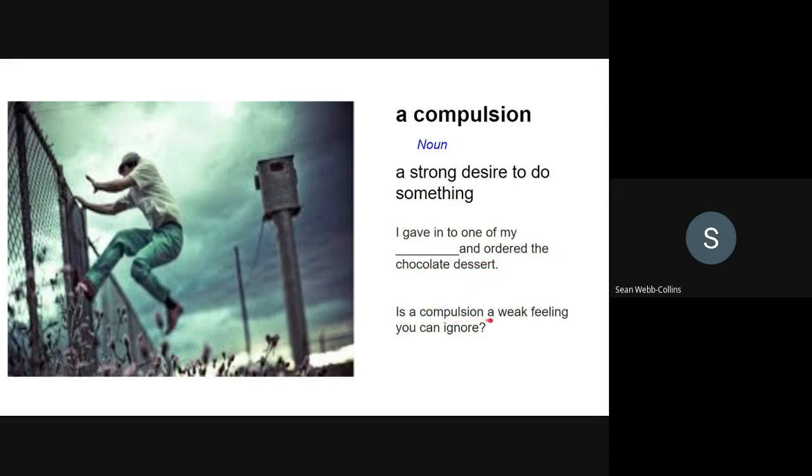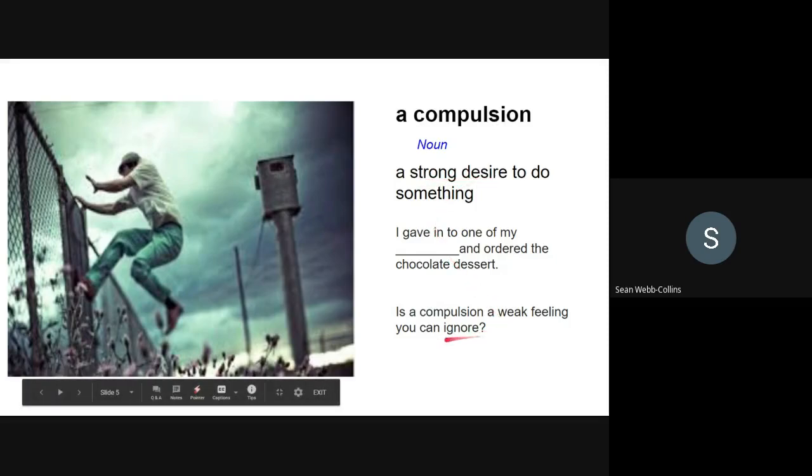Is a compulsion a weak feeling you can ignore? No, it is a strong desire. And if something is a strong desire, it means that it is hard to ignore. So is a compulsion a weak feeling you can ignore? No, it is not. It is hard to ignore.